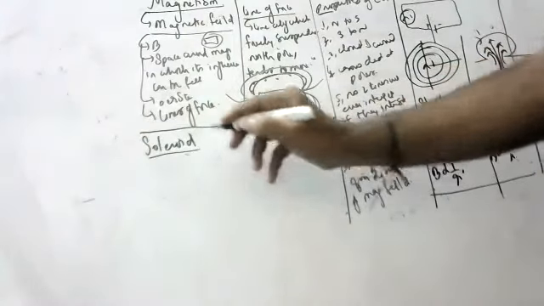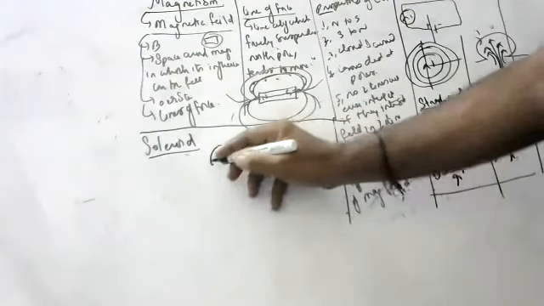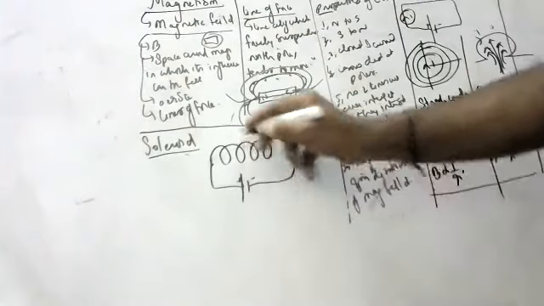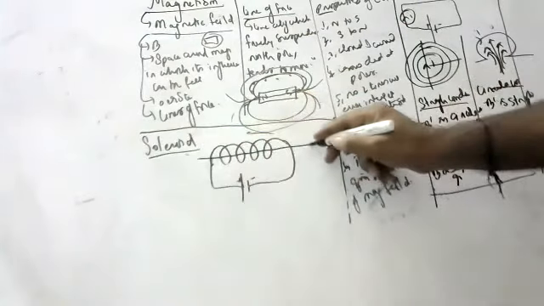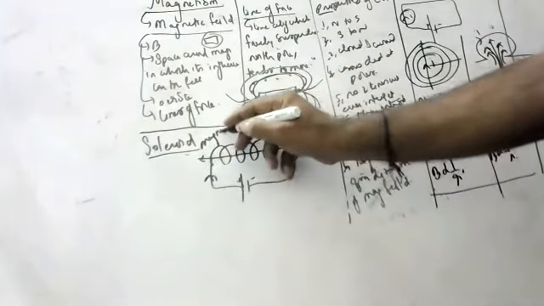Solenoid. Next, what is a solenoid? A solenoid is circular turns of copper wire wrapped in the shape of a cylinder. If you keep any object inside it and pass current, it behaves as a magnet.